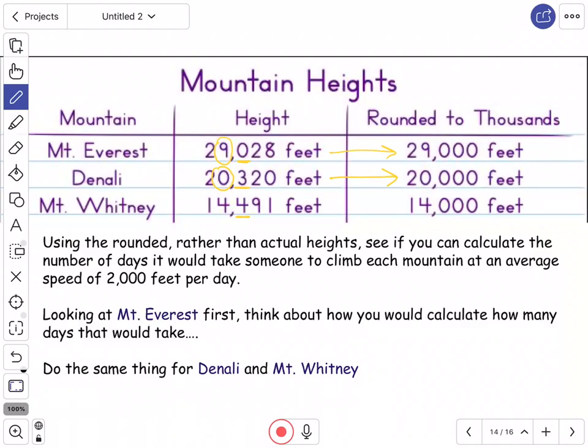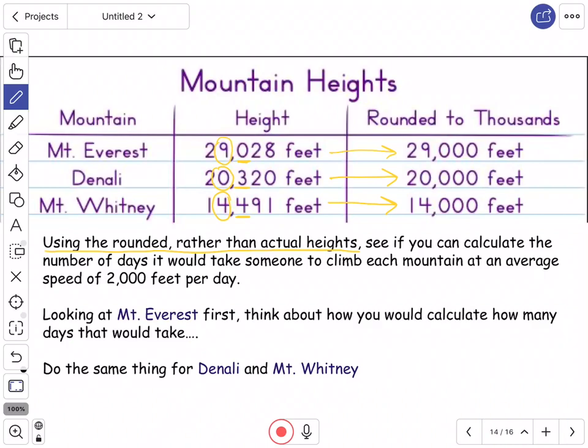And finally, Mount Whitney is 14,491 feet. I'm going to look at the number in the hundreds place to help me. It is a 4 or lower, right? Which means that this 4 right here is going to stay a 4, which means that 14,491 would round to 14,000 if I were rounding to the nearest thousands.